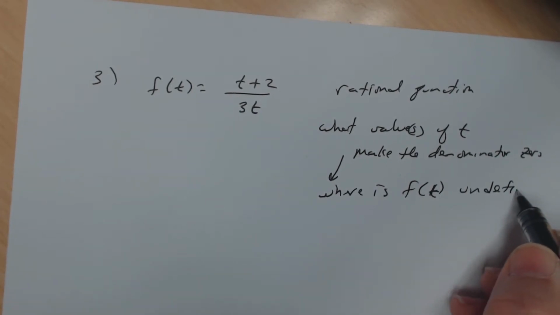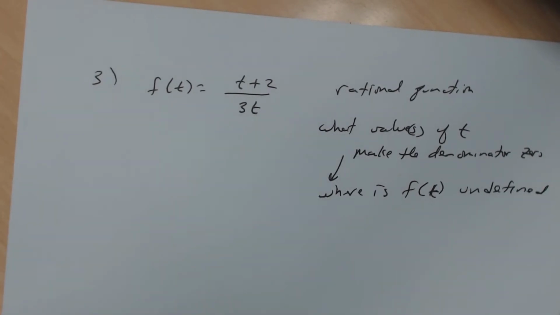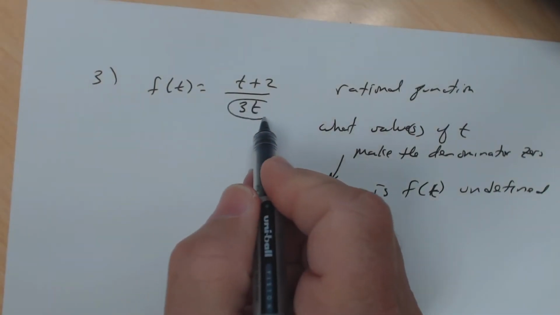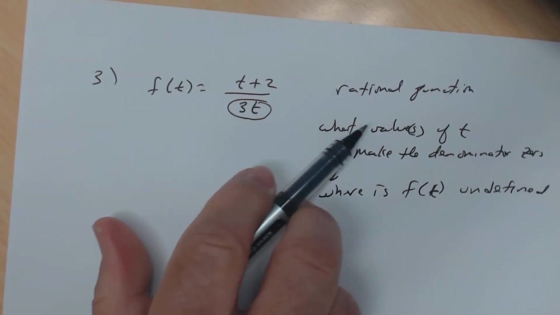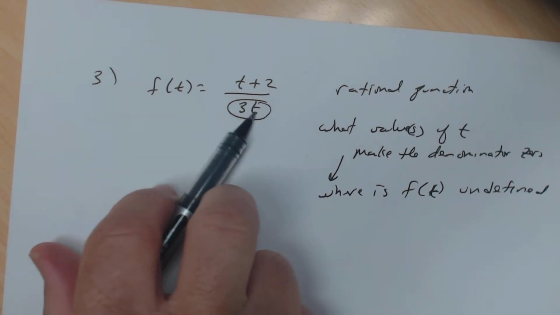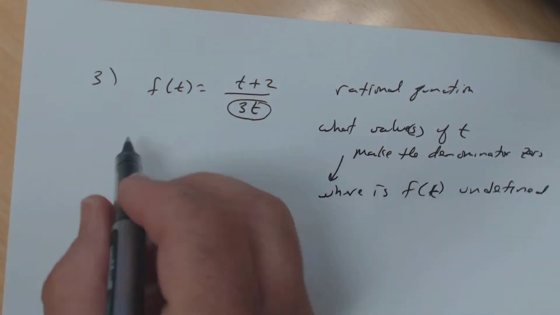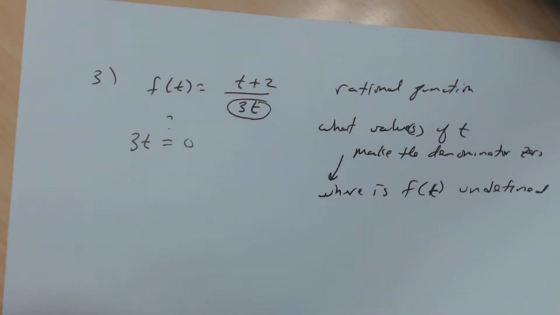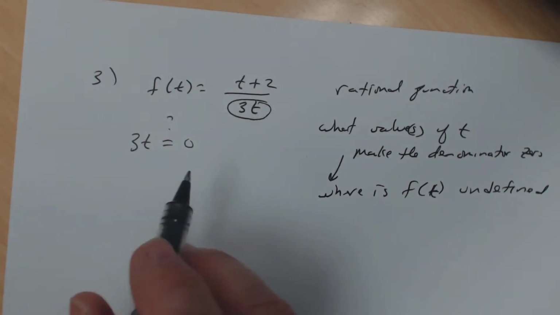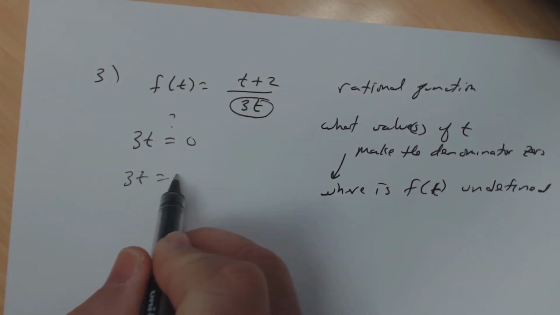So if you're asking where is the denominator 0, you're also asking where is f of t undefined. And to find out where it's undefined, remember, in a rational expression, you cannot divide by 0. So what you do is to determine what values of t makes this thing I have circled, this denominator 0, you're going to set this denominator equal to 0. And so that's what you need to find out. Where's this 3t equal to 0?